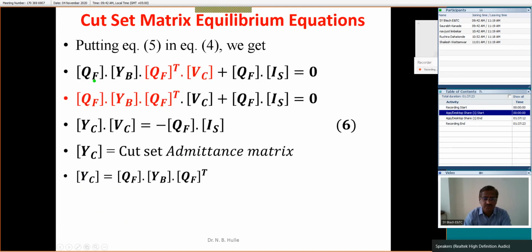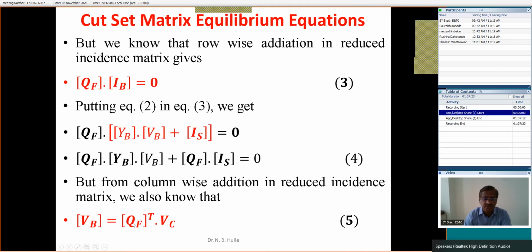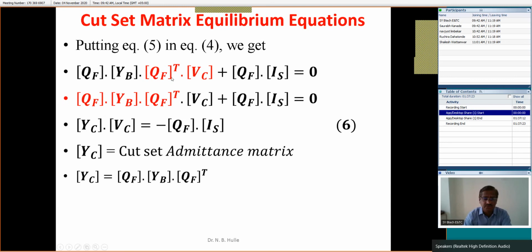Here, this QF into YB into VB, and in place of VB we are substituting its value, QF transpose into VC, because that value is QF transpose into VC. If we simplify this equation, it is QF into YB into QF transpose into VC plus QF into IS. I highlighted this. Why?